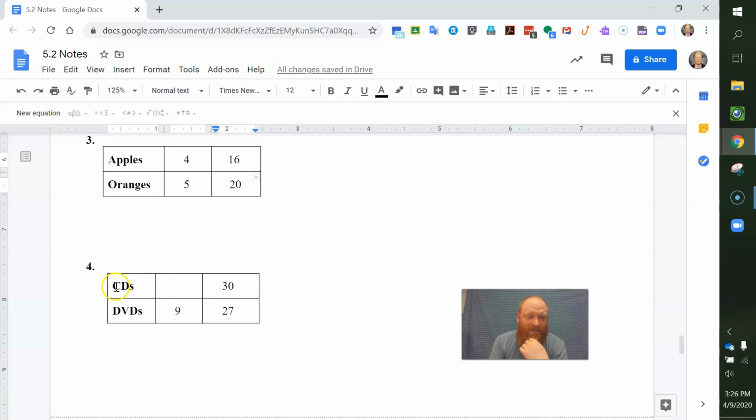All right. So CDs to DVDs. 30 CDs for every 27 DVDs. All right. Now, if we have 9 DVDs, let's see here. In order to get from 27 to 9, we're not going to add or subtract, we have to use multiplication or division. So we'd have to divide by 3. So if we're dividing 27 by 3 to get 9, 9 times 3 is 27, then we have to divide 30 by 3. And 30 divided by 3 is 10.